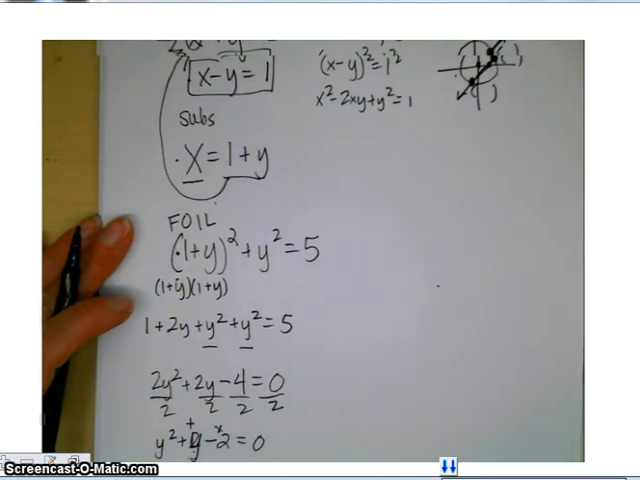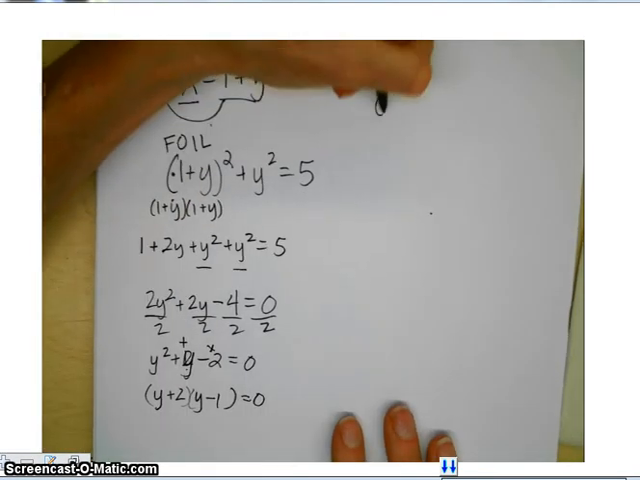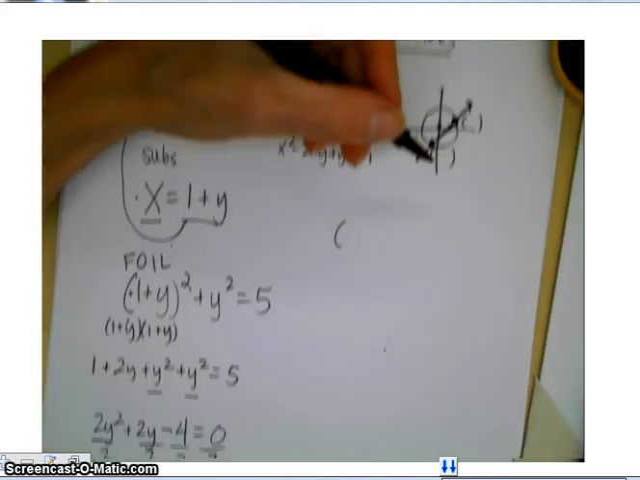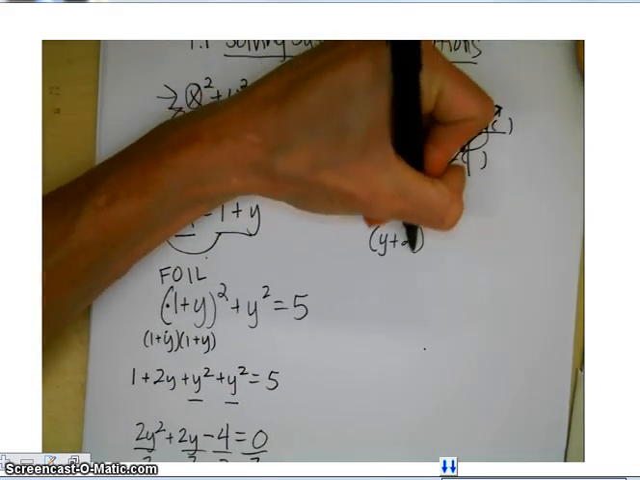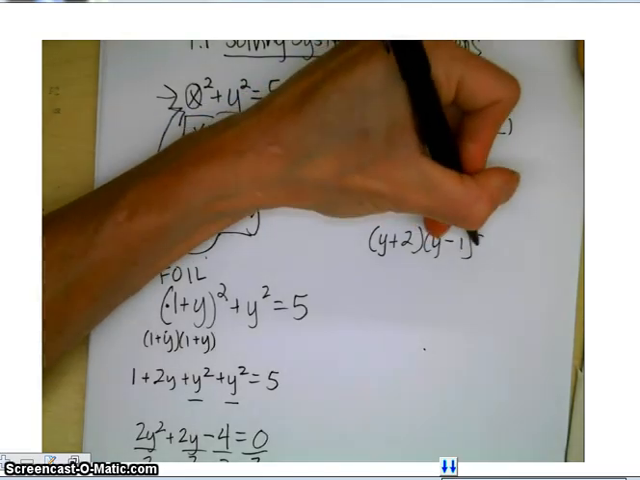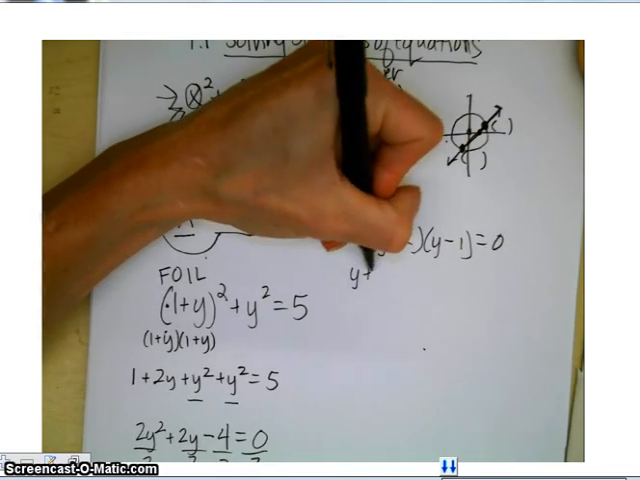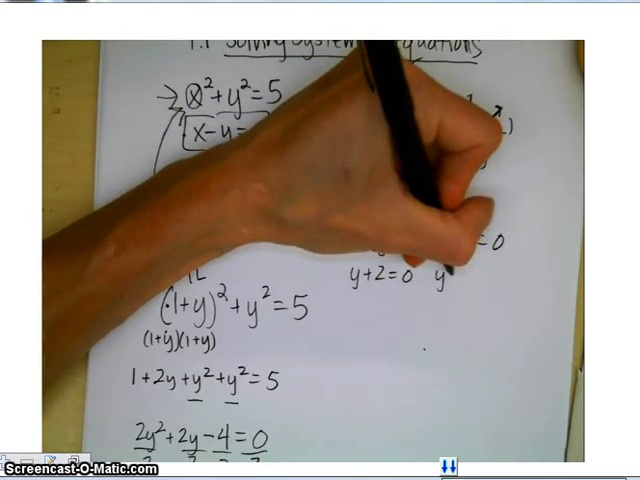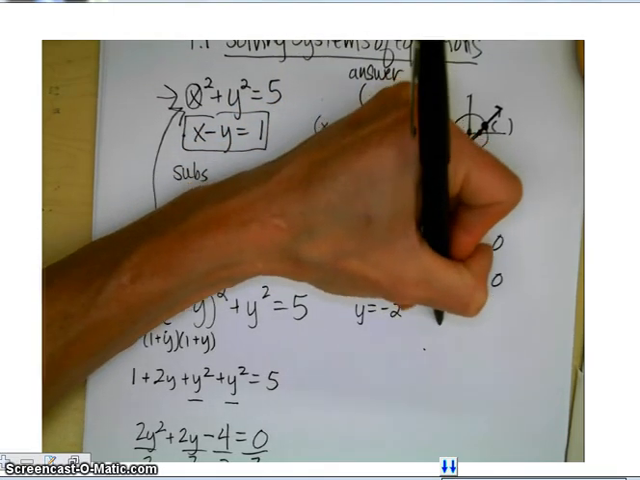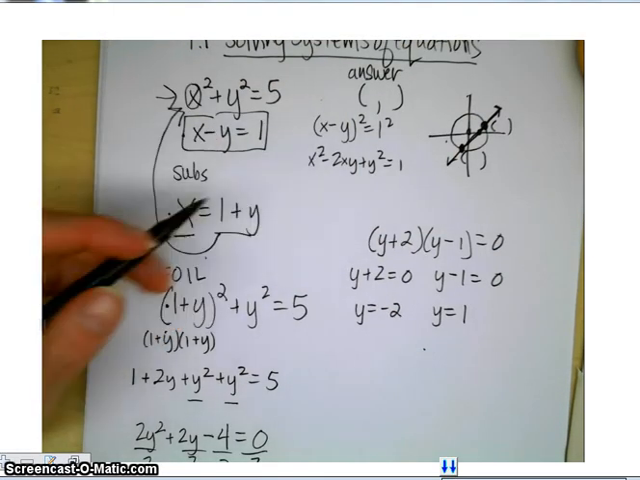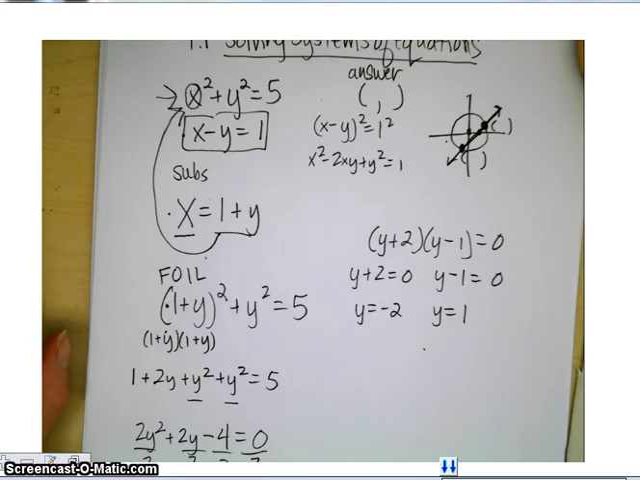Then I use what's called the zero product property. The zero product property. And I'm just going to write this right here. This is what I had at the very bottom there. And I separate each of these, and I get 2 y values, and I'm done. Yay. Am I done?